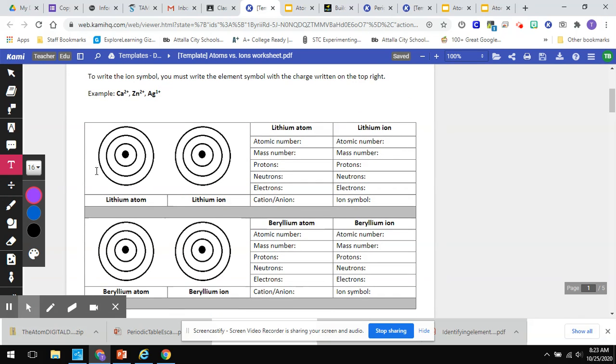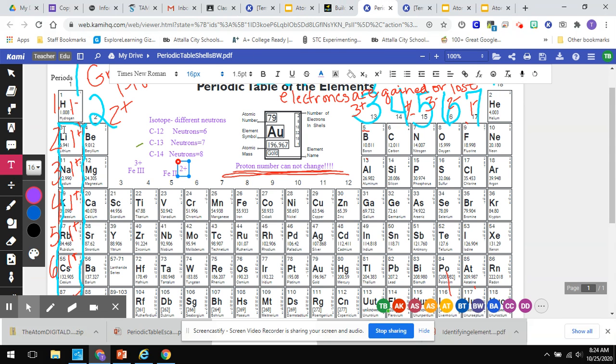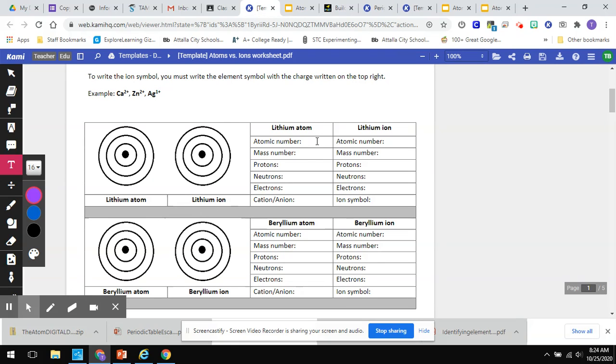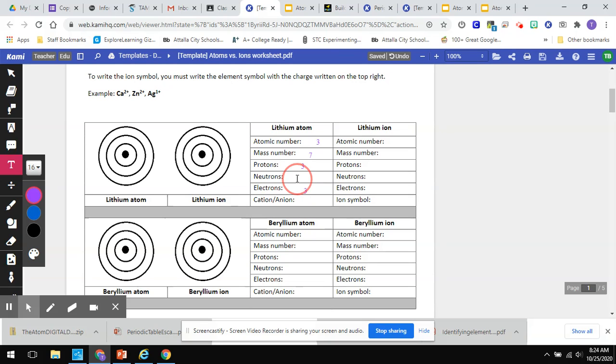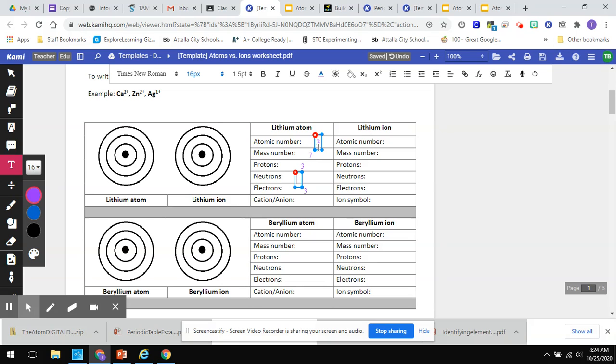So for this part of it, if we were using lithium, I could go to my periodic table and I know that lithium has an atomic number 3 and its mass would be 7 because it's 6.9. So its atomic number is 3. It has a mass of 7. If it's an atom, we know that its protons and electrons are equal to each other. So it has 3 protons and 3 electrons. To get neutrons, I have to go mass minus atomic number. So 7 minus 3, that would give me 4 for its mass.